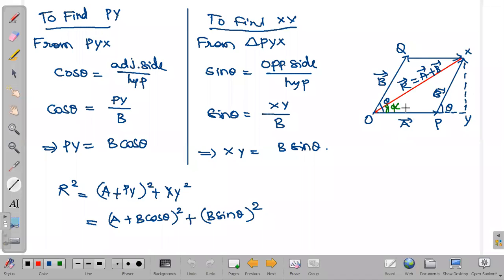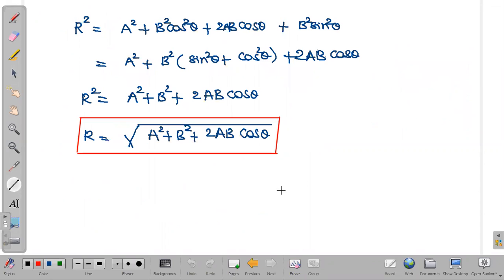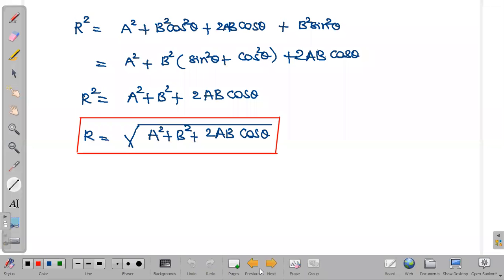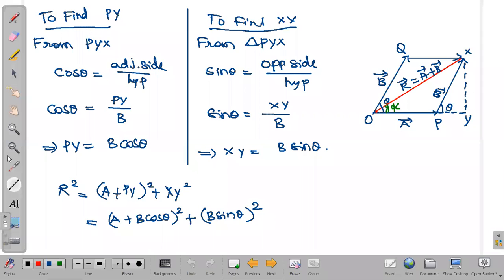So this alpha, if we want to find, we will use trigonometry. Tan theta formula is what? Opposite side, from the same triangle OXY. I'll take it on one more page. Just hold on. Just a minute. This diagram I'll take there once again, so that it will be easy for us to understand.